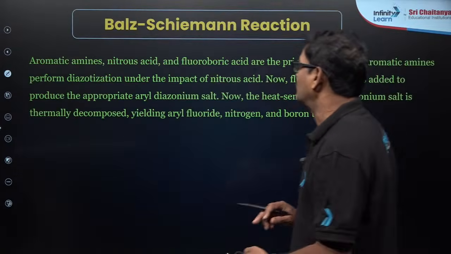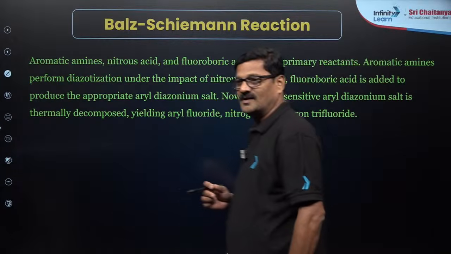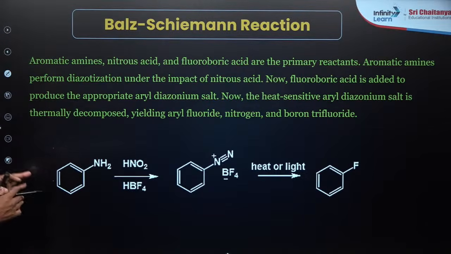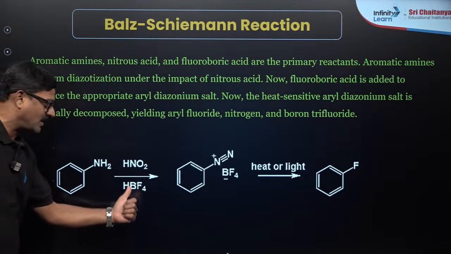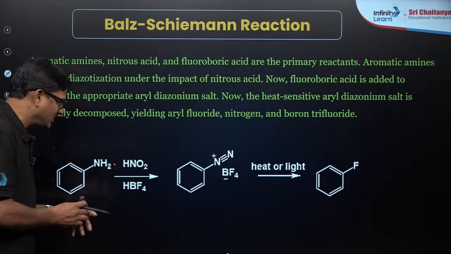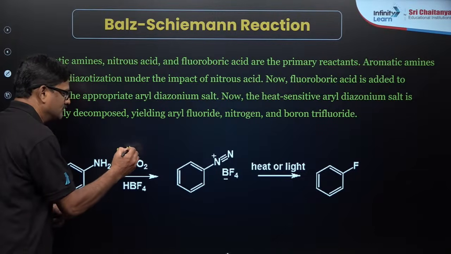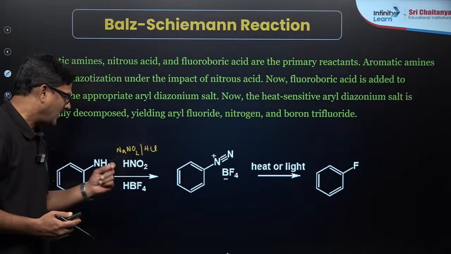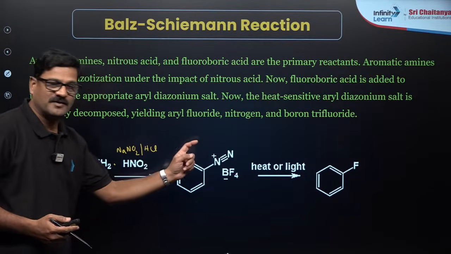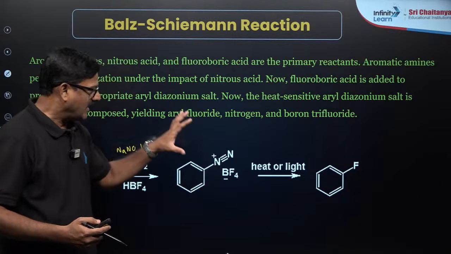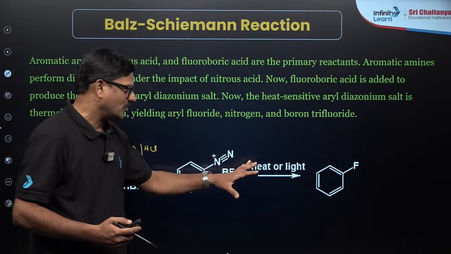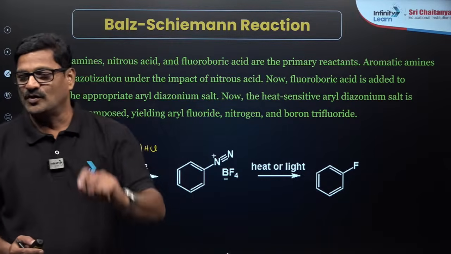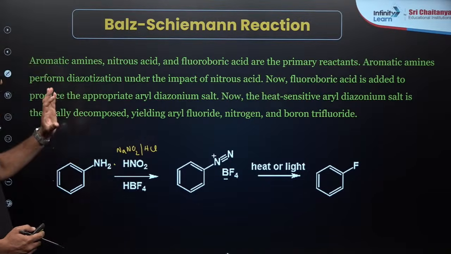And let us talk about one more, the Balz-Schiemann reaction. Actually, this Balz-Schiemann reaction is very important. Aryl fluorides are prepared: aniline is diazotized, so you can use NaNO2 and HCl to give a diazonium compound, and when it is treated with HBF4, it forms diazonium fluoroborate, and this is treated with heat or exposed to light, and fluorobenzene is formed. So this is an exclusive reaction. This is called the Balz-Schiemann reaction.